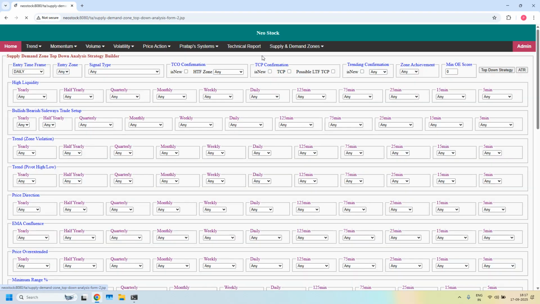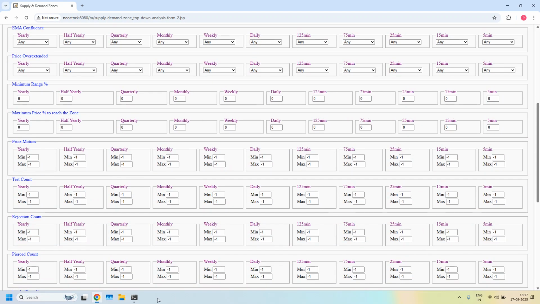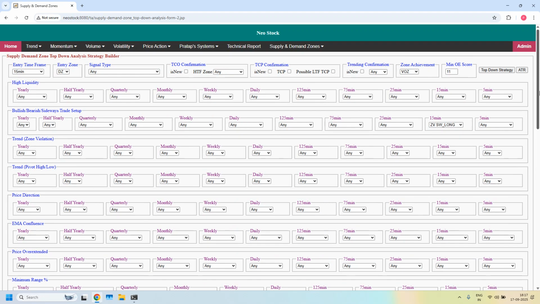Next, I will generate daily income trade reports. Entry time frame 15 minutes, entry zone, demand zone, bullish, bearish or sideways at 15 minutes time frame. I am selecting sideways long, zone achievement violated opposing zone, minimum odd and hands score 11 for sideways, and 15 minutes demand zone should not be pierced. So in the pierced count at 15 minutes time frame, I am setting minimum value 0, maximum value 0. That means the pierced count is 0. Pierced count 0 means the entries on 15 minutes demand zone won't be pierced.